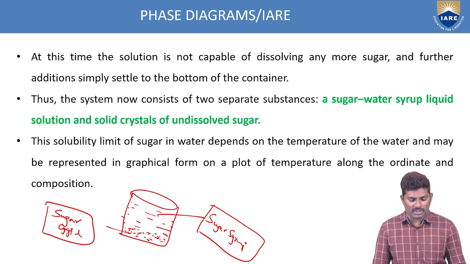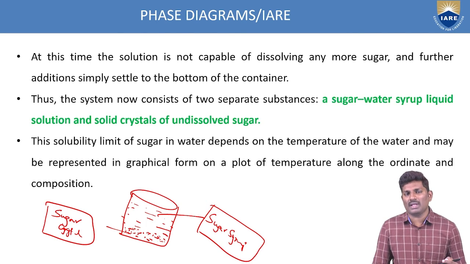So the solubility limit of sugar in water depends upon the temperature again. Temperature plays a very main role here. If you slowly increase the temperature, again the solubility limit will rise, so that you can add still more sugar. This is the maximum temperature, and these are the two components you have. With these two components, we'll see how to draw the phase diagram.